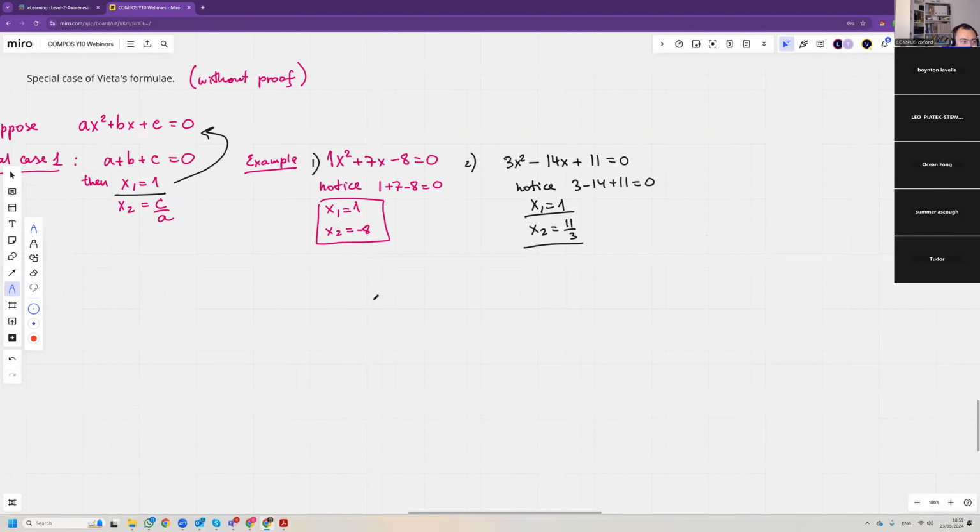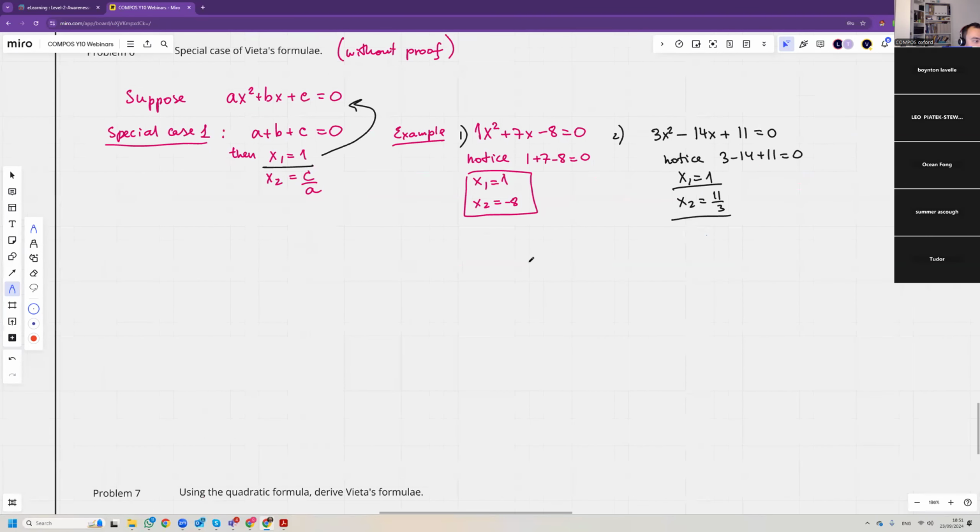Let's look at special case 2. It's very similar. Special case 2: if a minus b plus c is 0, that means if you change the sign of the coefficient of the second term and it's 0, then x1 is minus 1 and x2 is minus c over a.